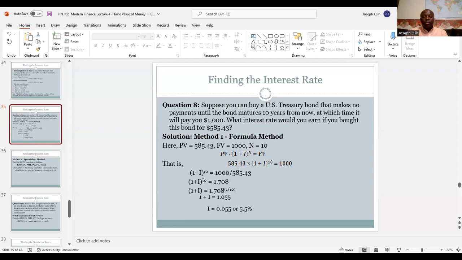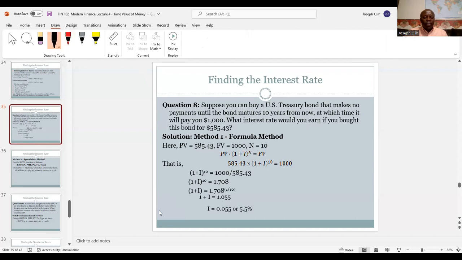So now, next is to find the 10th root, because this is raised to the power 10. So you have to find the 10th root to remove this parenthesis. Find the 10th root of this number, and do the same thing here, the 10th root on the other side.